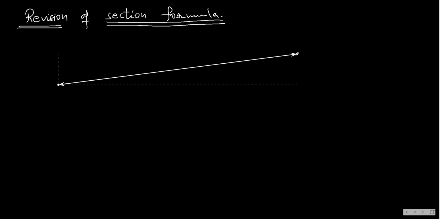You have a line, and on this line you have 2 points. You have a point A and you have a point B. So A and B, you have 2 points on the line. Now there is another point which is C, and that point happens to be in between A and B.